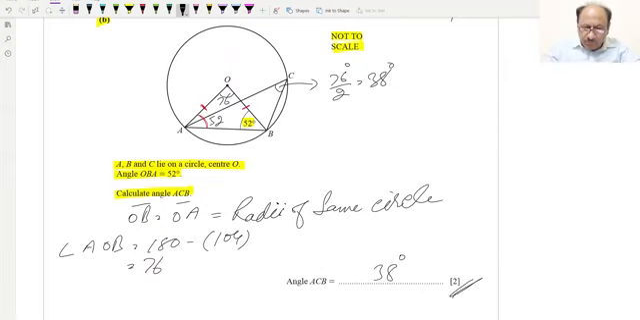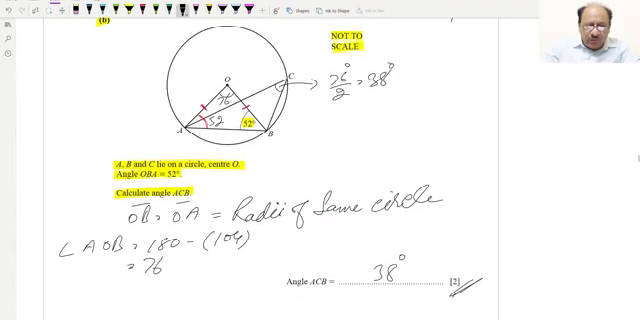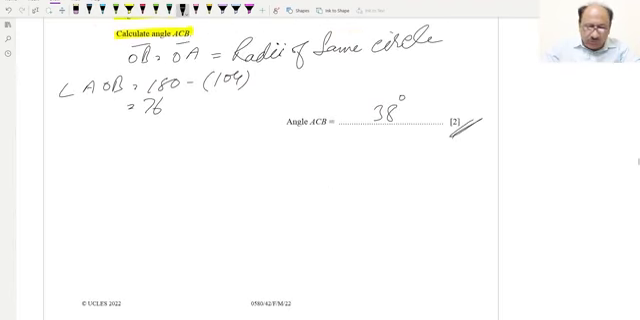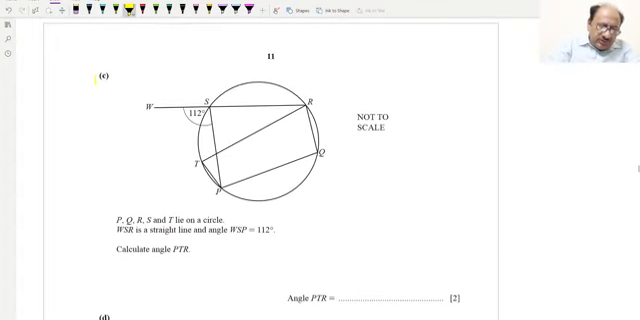Two more questions. More detail is not required. I have explained each and everything, even the rules, whatever I have used. Hopefully you understood this. Now the same question, C part. This diagram is not to scale, P, Q, R, S and T lie on the circle. WSR is a straight line, and angle WSP is 112. Calculate PTR.